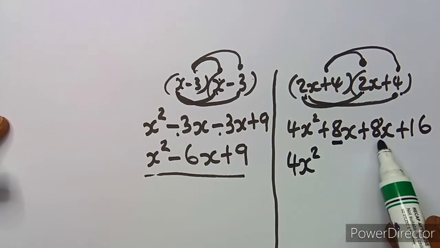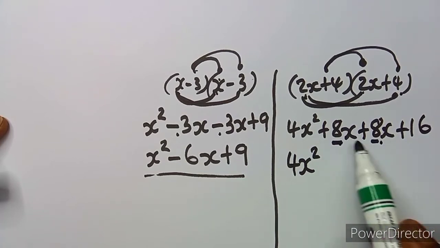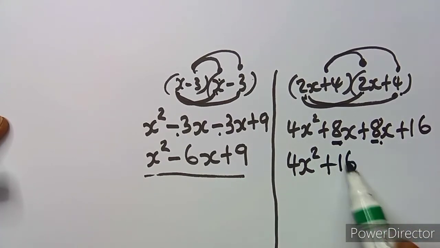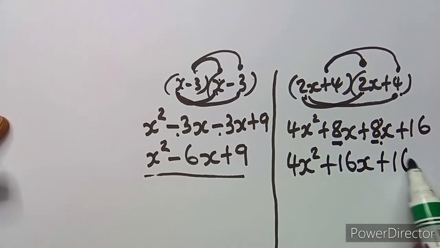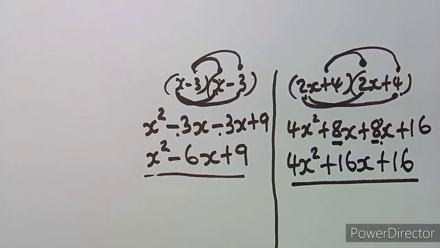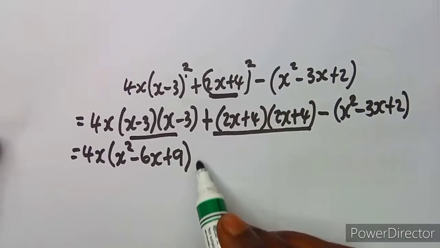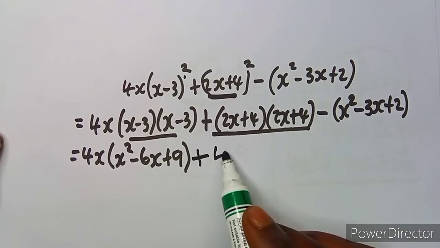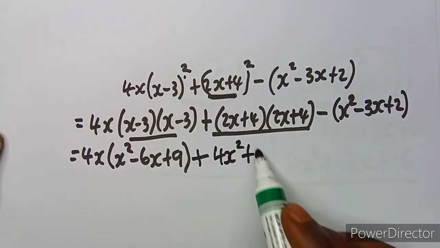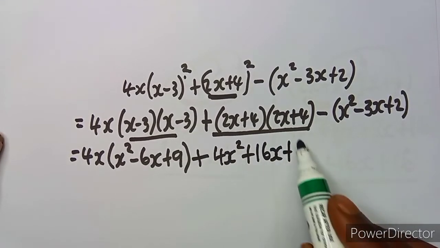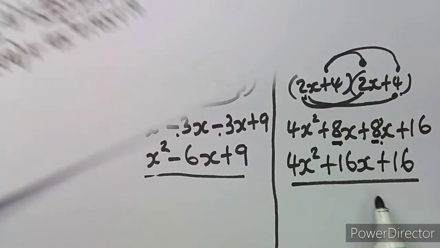So it's 8x plus 8x, 8 plus 8, which is 16. So it's 16x plus 16, like this. So this is what you're going to obtain from this bracket, which is plus 4x squared plus 16x plus 16. That is what you obtained from this bracket.